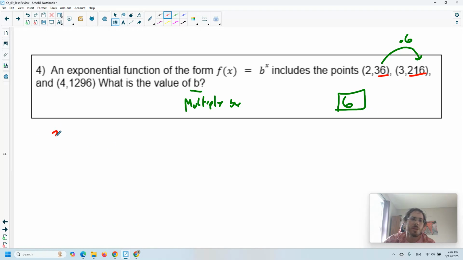If we aren't sure, again, we can just divide these two. So if we do 216 divided by 36, we're going to get 6, which is the answer. So remember, b is the thing that we're multiplying by, so we just need to find out what we're multiplying by, either by inspection, just seeing, or by calculating with division.